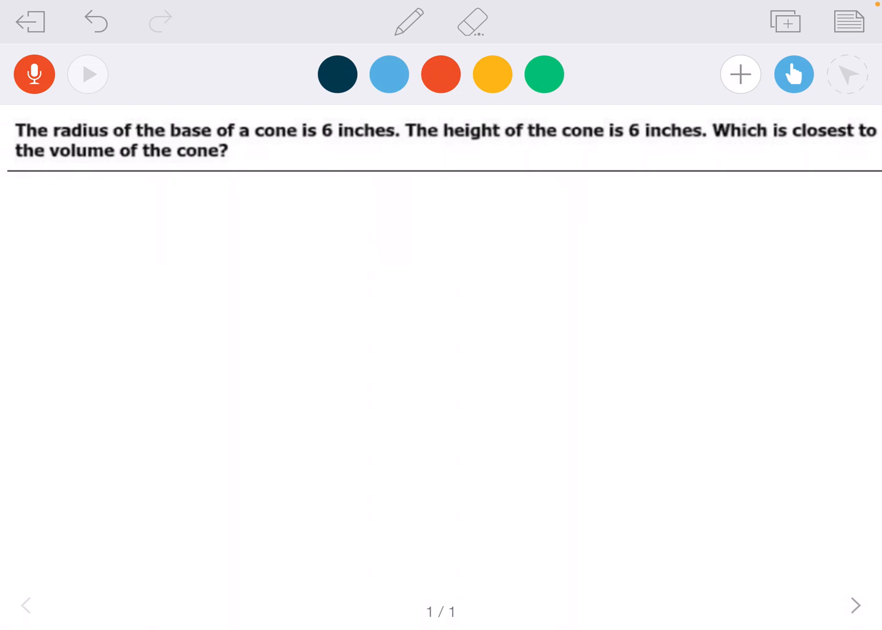The problem asks: the radius of the base of a cone is 6 inches, and the height is 6 inches. What is closest to the volume of the cone?